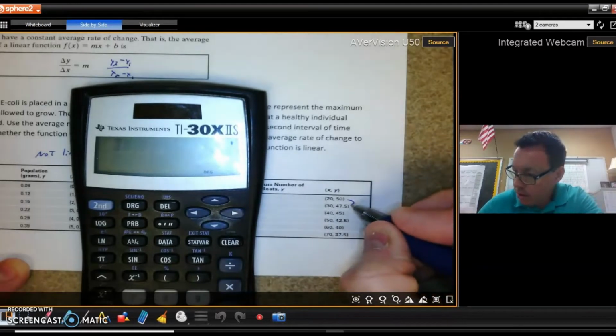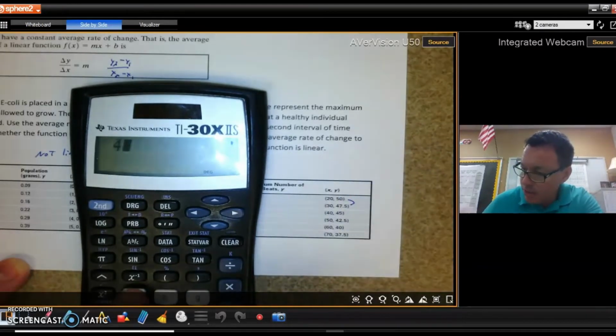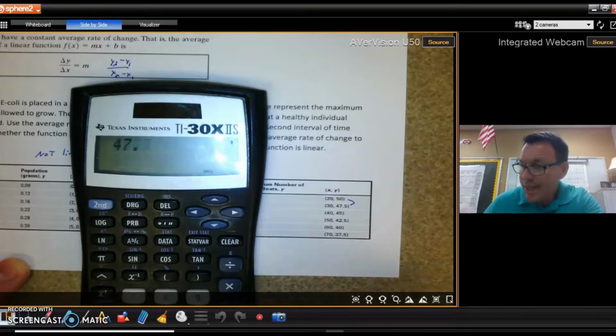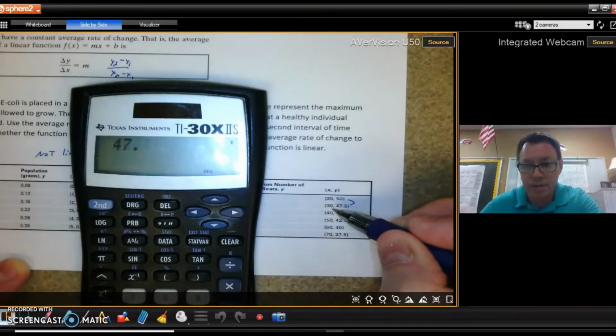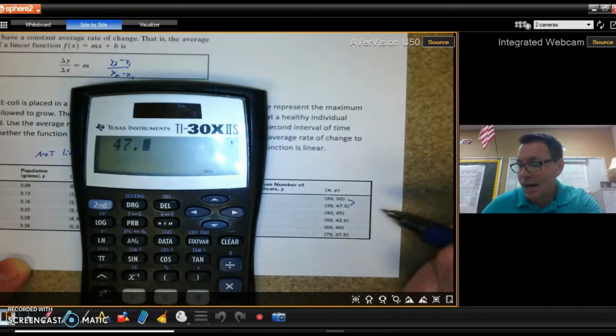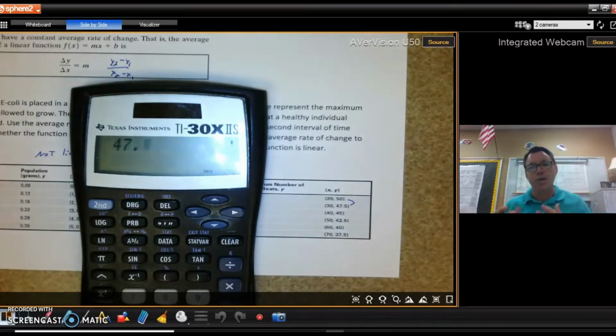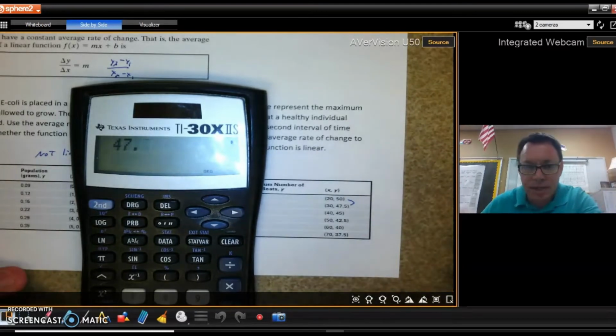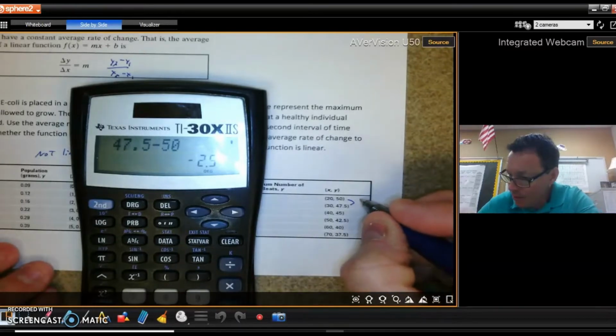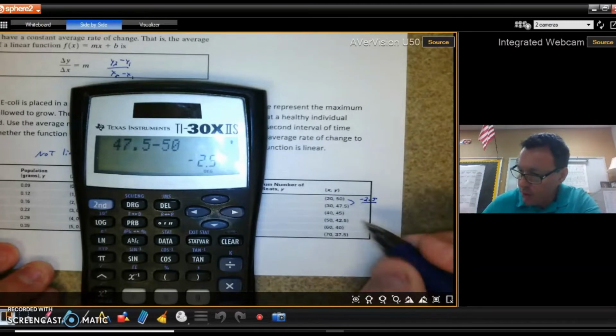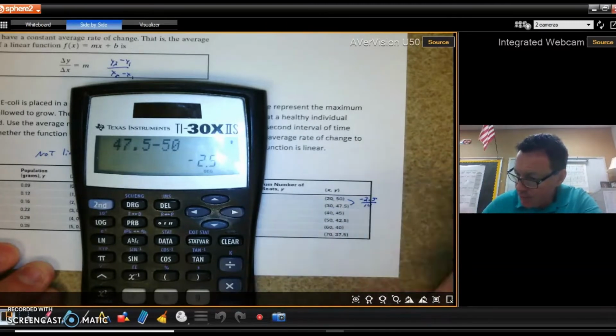So this average rate of change, and you can subtract in either direction, as long as you're consistent. I have a tendency to always do the second point minus the first point. It's that algebra y2 minus y1 that's just kind of stuck in my head. So I'm going to subtract 47.5 minus 50, and I'm going to get negative 2.5 over, and then 30 minus 20 is 10.